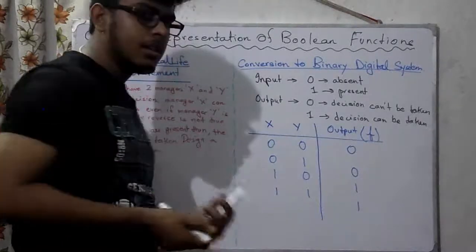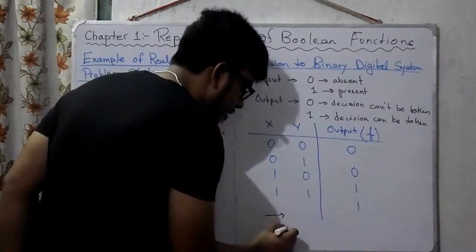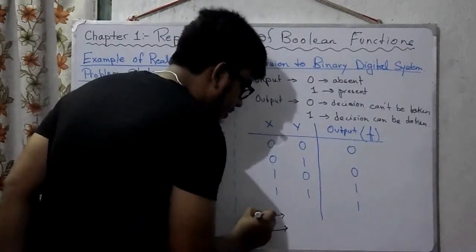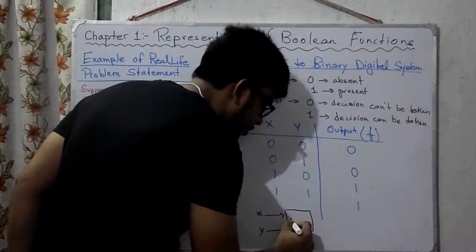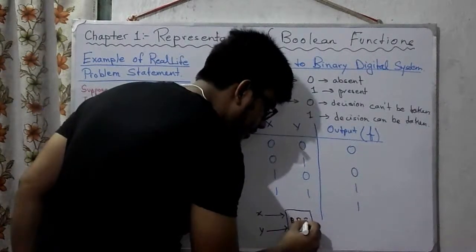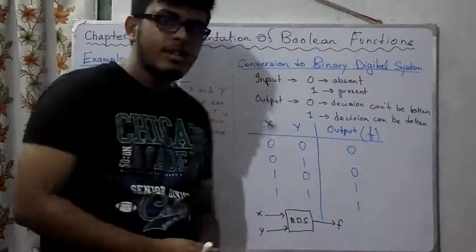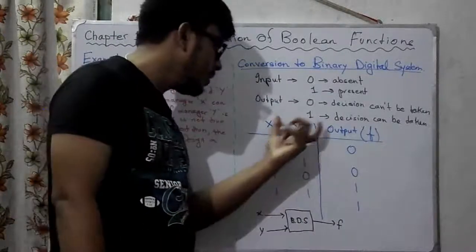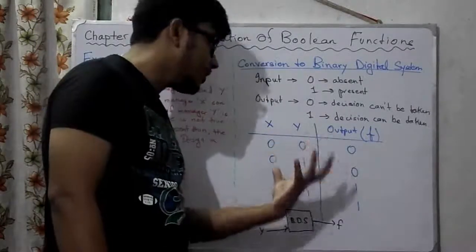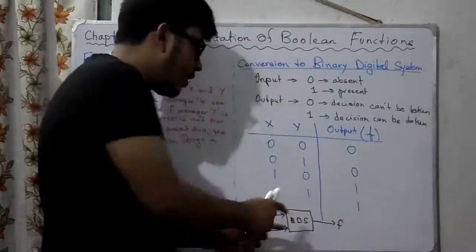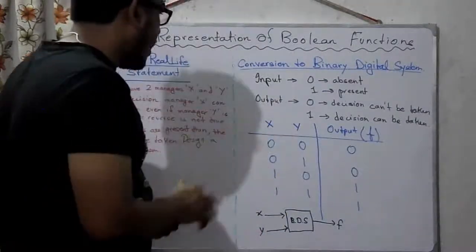Now, you might ask how the circuit will look. We are not going into the details of it, but basically we will have a circuit something like this. We will have two inputs X and Y, and we will have a binary digital system which will decide, and here we will get the output F. So this binary digital system will take care of the logic. This particular logic will be designed according to the truth table, and accordingly we will get the output for these inputs. Now you can understand.